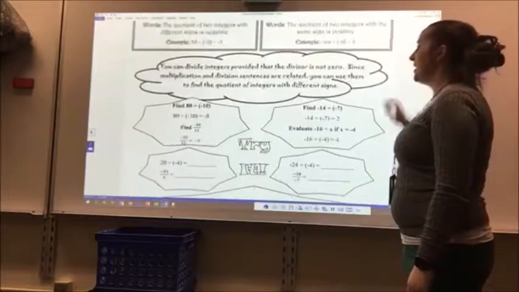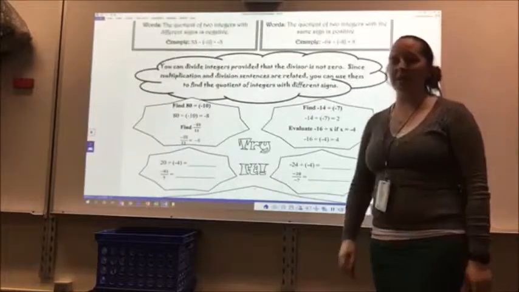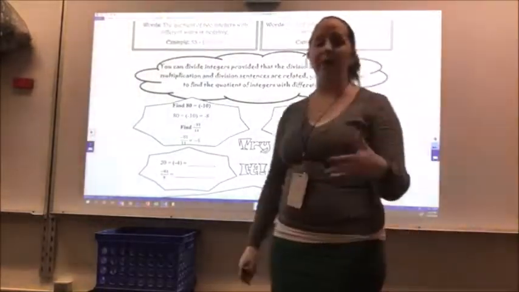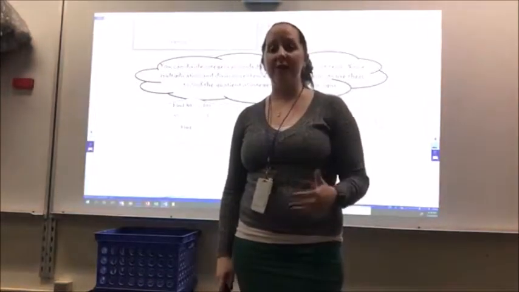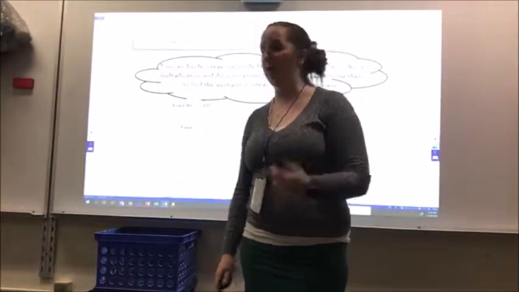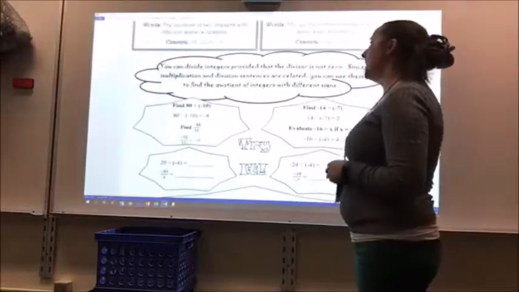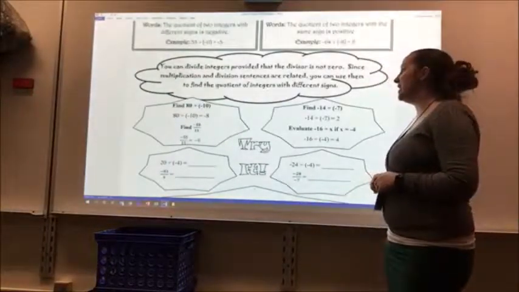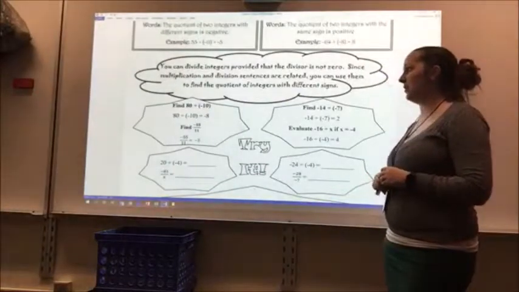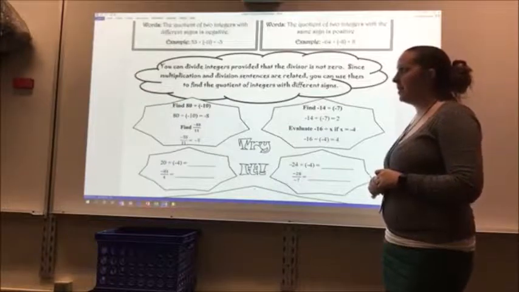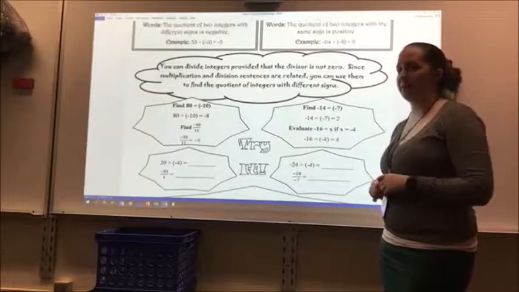You can divide integers provided that the divisor is not 0. That means the bottom number, the denominator, when you're dividing something, is not 0. Okay? Since multiplication and division sentences are related, you can use them to find the quotient of integers with different signs. So, let's take a look at a couple of examples.